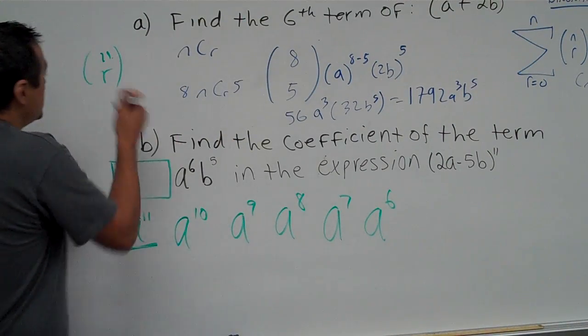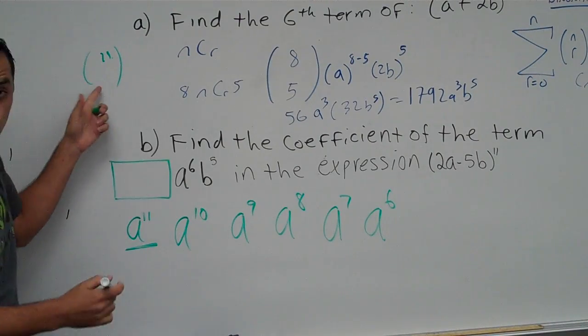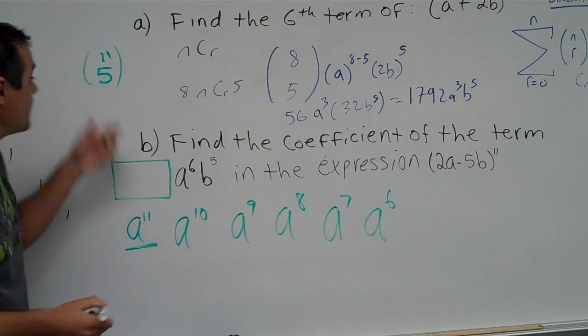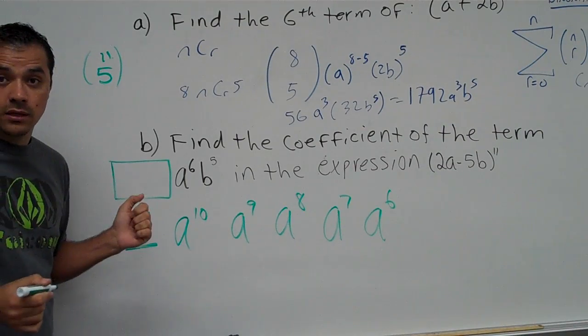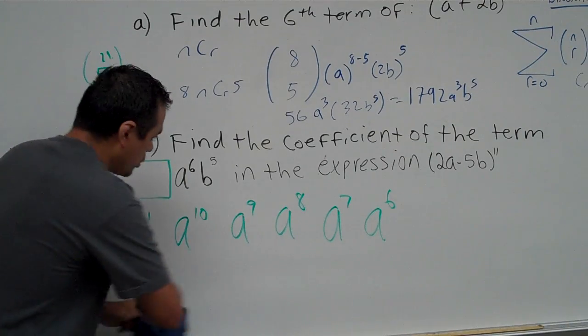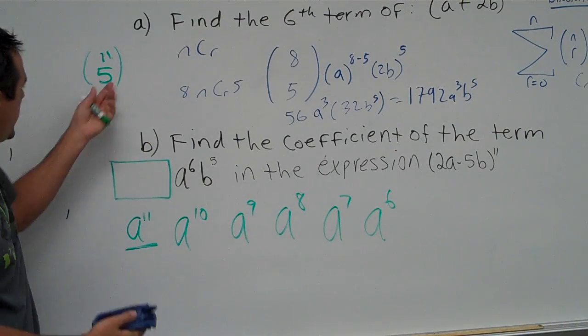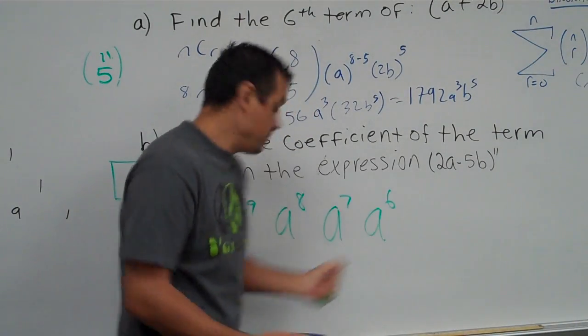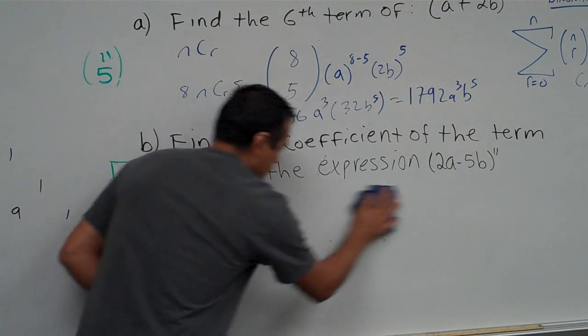So in reality, this is 11 choose 5, not 11 choose 6. Okay, I hope that made a little bit of sense, what I'm trying to get at here. So I'm going to go ahead and get rid of this, and then we're going to apply this to this whole thing. We'll see what we get.